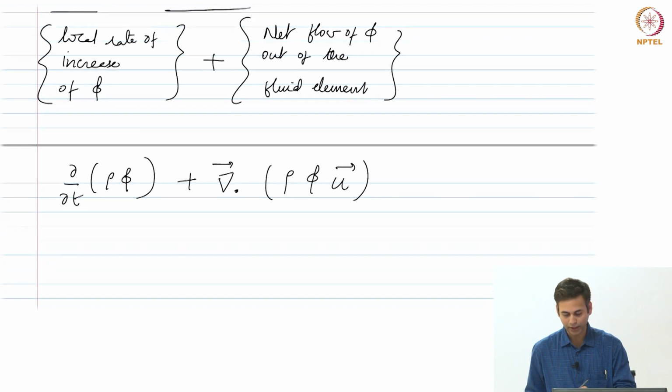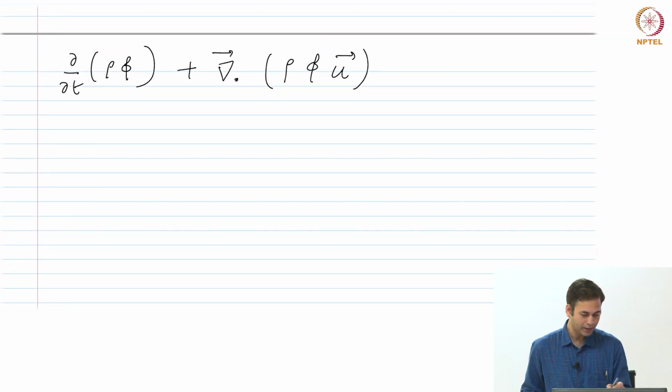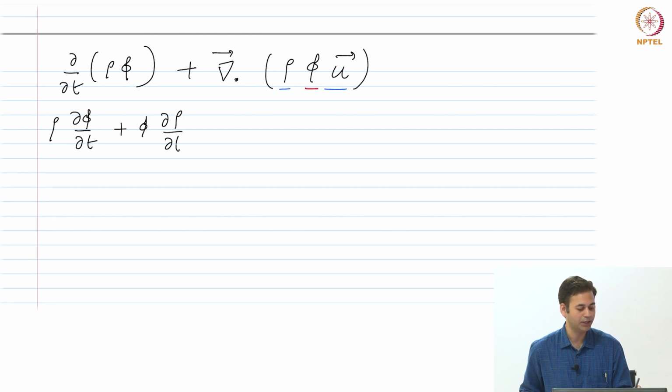So, we have this quantity. Now, I would like to expand this by considering rho and u bar together and phi to be together, okay. I have two quantities inside this divergence. I want to expand this. So, what will be partial t of rho phi? This will be rho partial phi partial t, right, plus phi partial rho partial t, okay, fine, plus I have del dot rho u bar phi, okay.